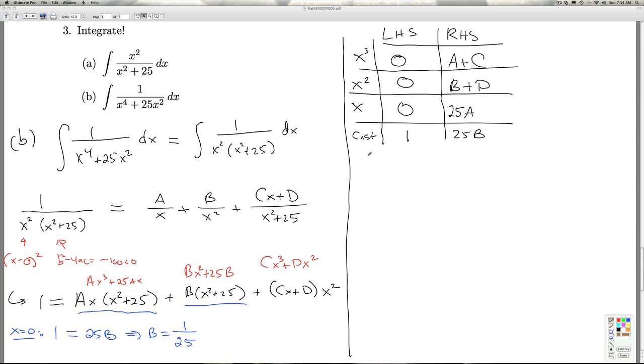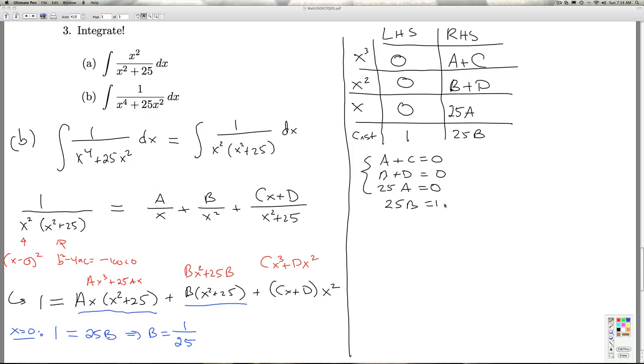All right, so this gives me a system of 4 equations and 4 unknowns. I know that a plus c has got to be 0. I know that b plus d has got to be 0. I know that 25a has to be 0. And I know that 25b has to be 1.